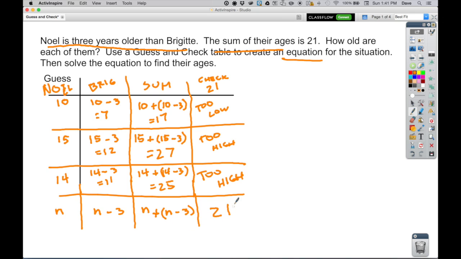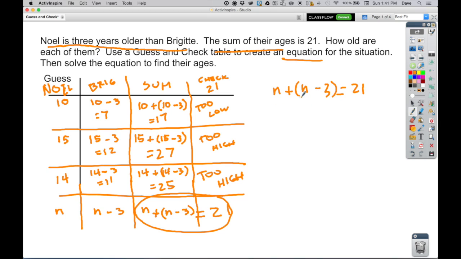And so what we get in these last 2 columns is our equation. If I put an equal sign right here, this represents everything in the word problem. We've got Noel's age plus Brigitte's age, where Brigitte is 3 years younger than Noel, and the sum of their ages added together is 21. And so now we've got an equation we can solve. This is the method called guess and check. In this part, we already know how to do it. We've been practicing solving equations.